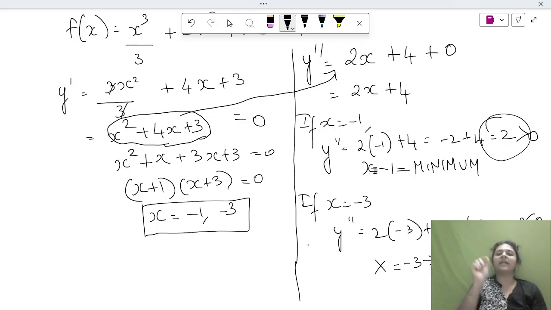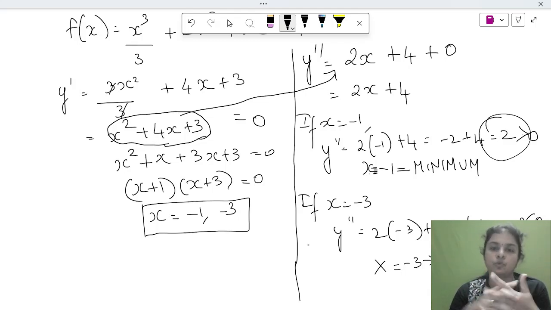Options will be given as x is equal to minus 1 minimum, x is equal to minus 3 maximum. Then multiple options like that will be there. You must choose the correct option. Sometimes in the exam, the minus 1 and minus 3 will be correct, but minimum and maximum will be swapped. Don't choose wrongly. Very carefully remember, if y double dash is greater than 0, then the value is minimum. If y double dash is less than 0, value is maximum. Don't swap this. If you swap this, the answer is wrong. Everything you worked out will be correct, but the final option you choose will be wrong. So be very careful in the answer that you choose.